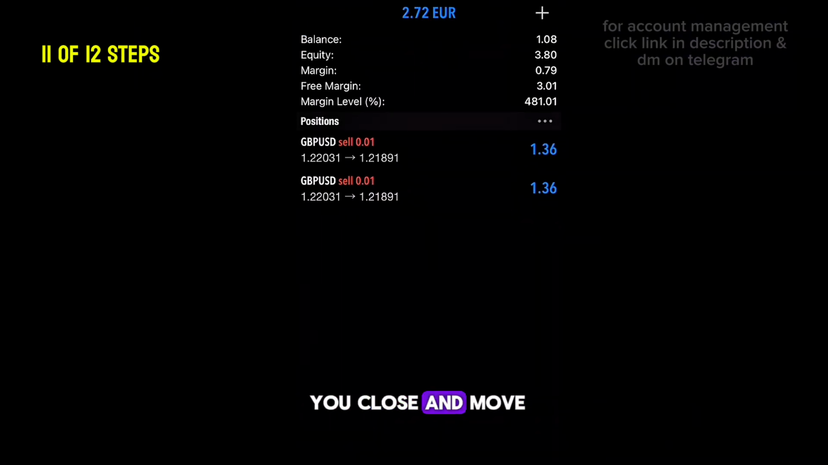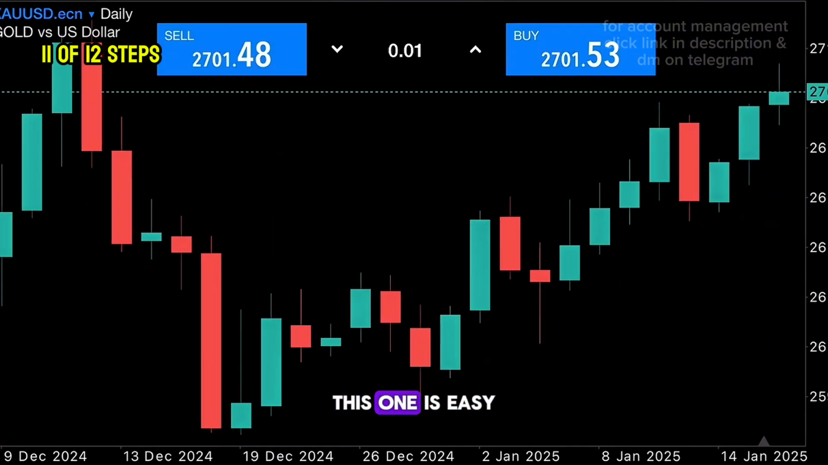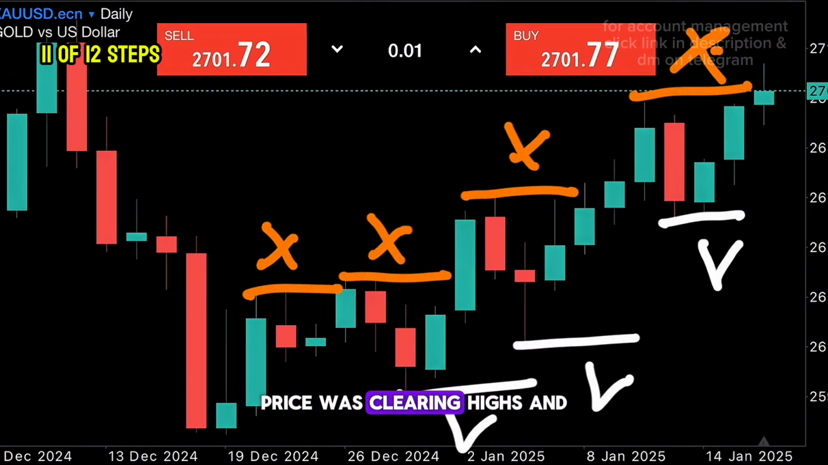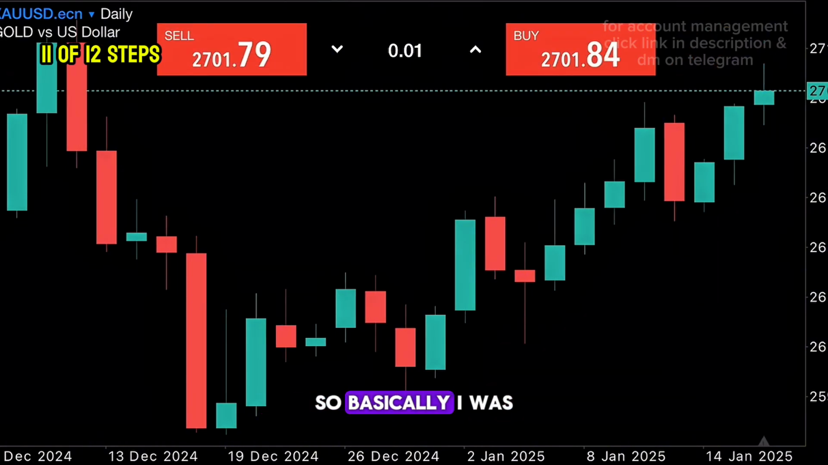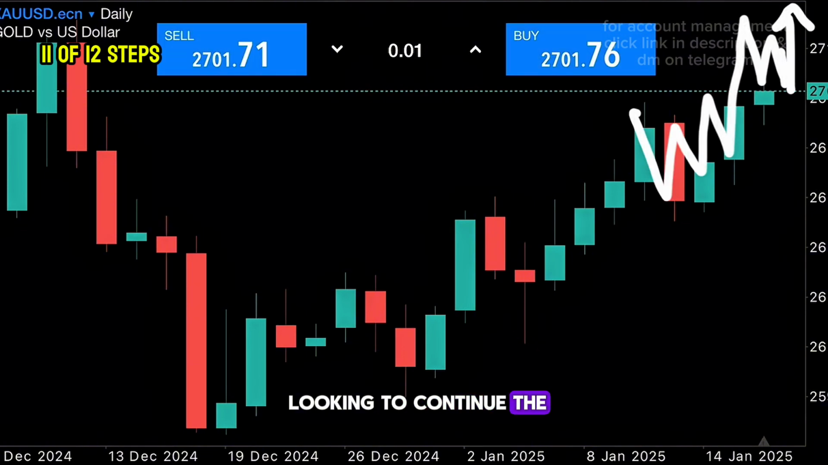And then you close and move to the next trade, which is on gold. The last one was on GBPUSD, and this one is easy to understand. You can see the candle was clearly bullish. Price was clearing highs and was respecting lows. So basically I was looking to continue the bullish move.